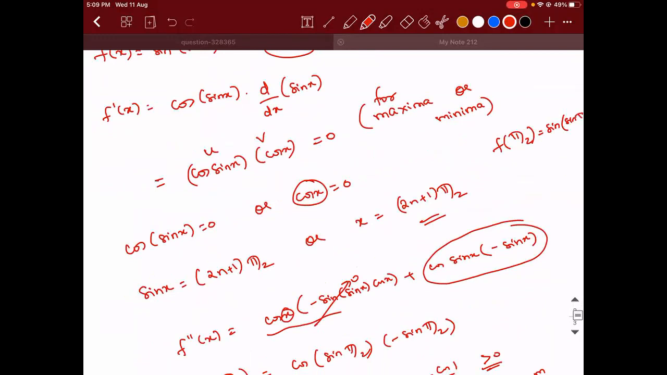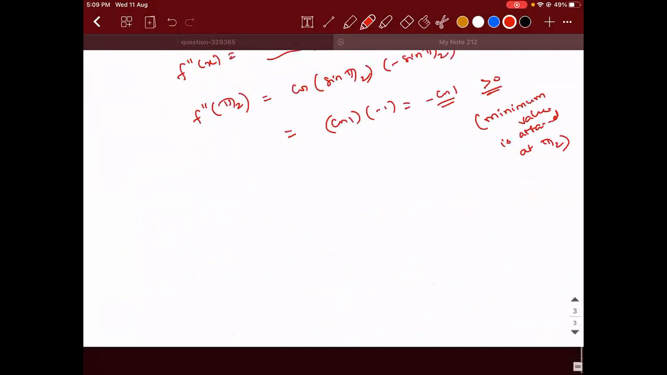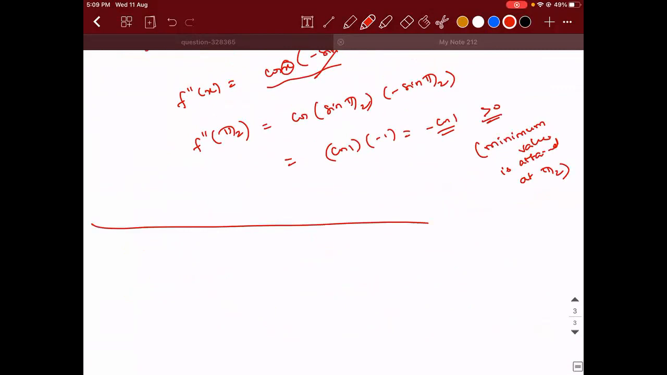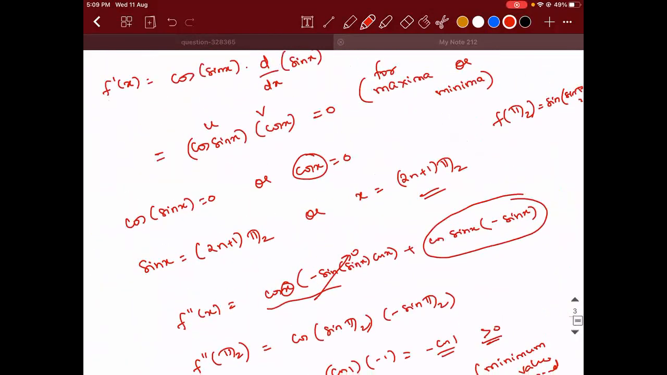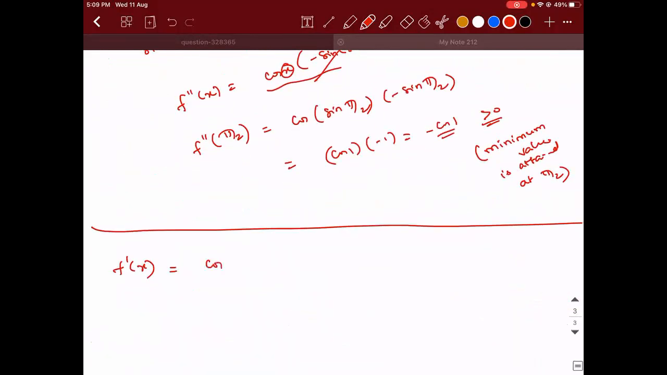Okay, guys, I got it. See, actually, f dash of x is there. No, listen. First, let me explain this, then I'll tell you the shortcut. Cos of sine x into cos x is equal to 0 is what we did now. So this cos of sine x, that can actually not be 0, because sine x is equal to pi by 2 will not take place. Pi by 2 is how much?